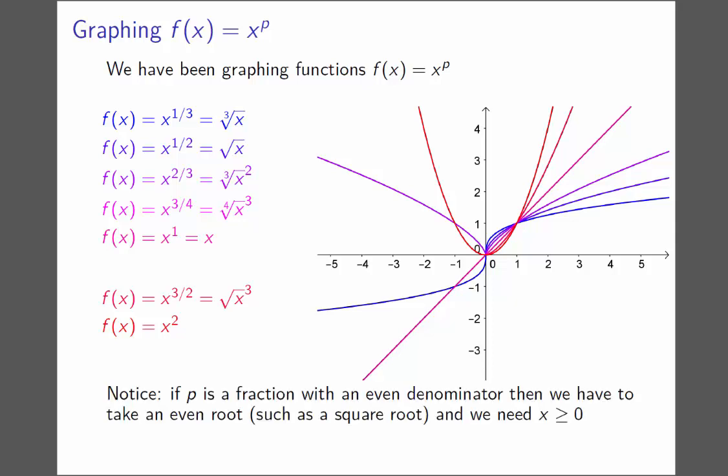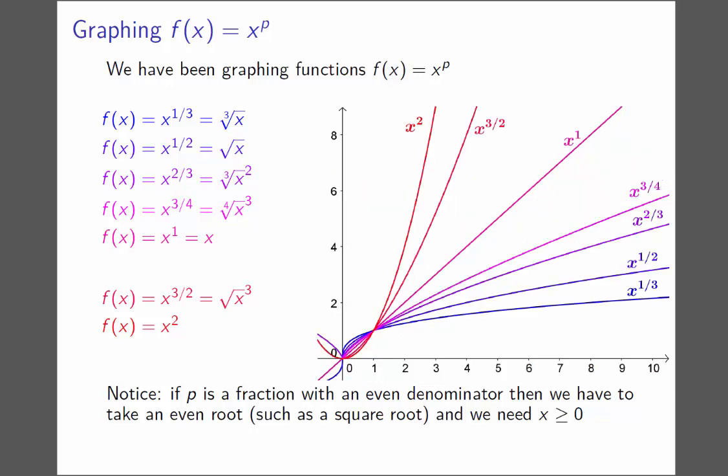Now notice, if p is a fraction with an even denominator, then we have to take an even root, such as a square root or a fourth root. So we need x to be bigger than or equal to 0. In other words, not all of our functions are defined on the left-hand side of the graph. So let's zoom in on the first quadrant where all of our functions are defined to get a better picture.